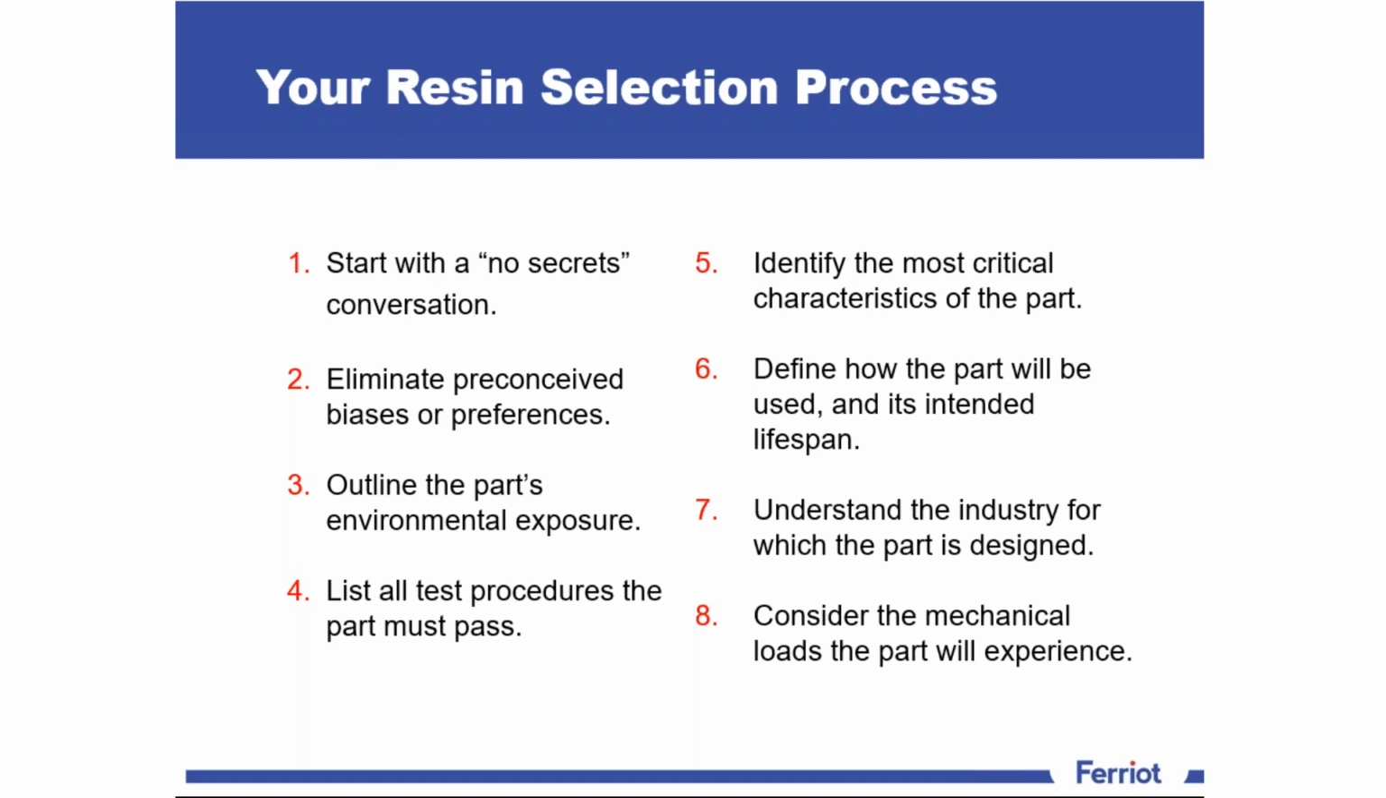Your part's mechanical loads, including short-term static loads, vibration, cyclic loads, and impacts, must be carefully considered in the resin selection process. These loads could lead to part fatigue. Long-term overloads can lead to creep and stress relaxation. Once these characteristics are identified, you and your injection molding producer can work together to weigh the resin options available.